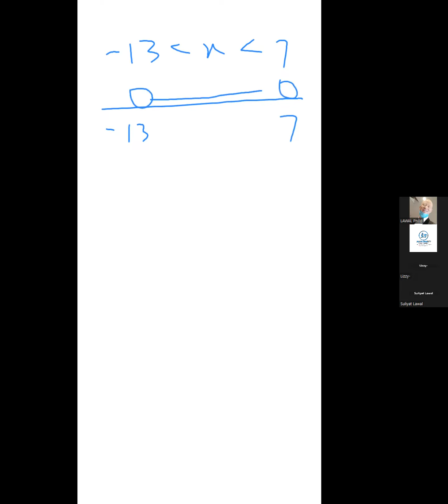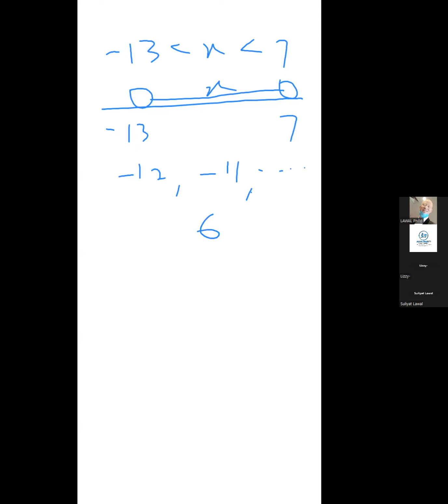Then I'll have a line. x can be a number between these two, so I'll put x in between. This is minus 13 is less than x, and x is less than 7. So I can pick all the numbers that are in between. It can be minus 12, it can be minus 11. You can continue like that until you get to 6, because 6 is a number less than 7. So you can see all these numbers.